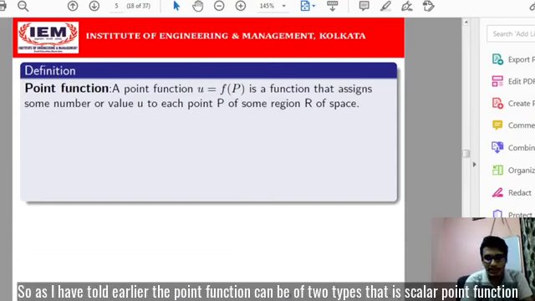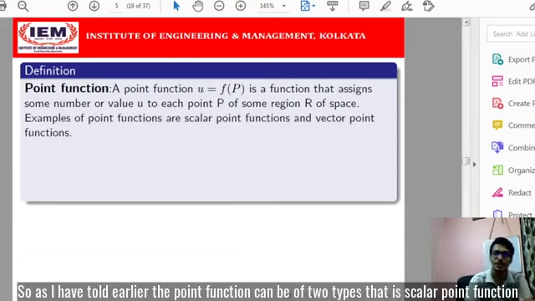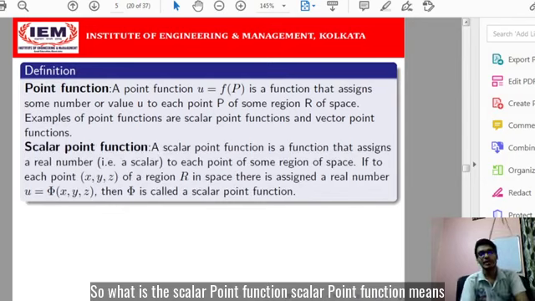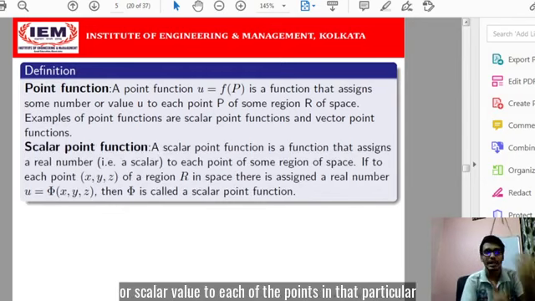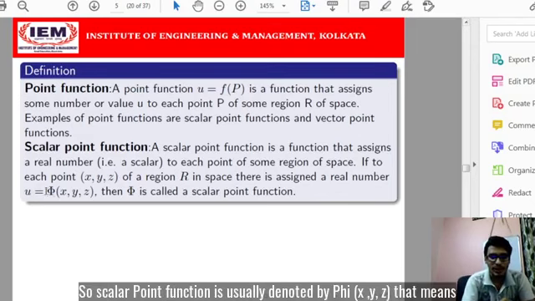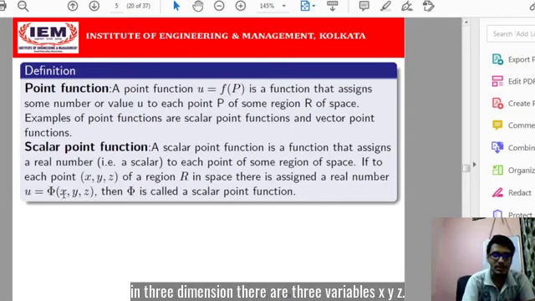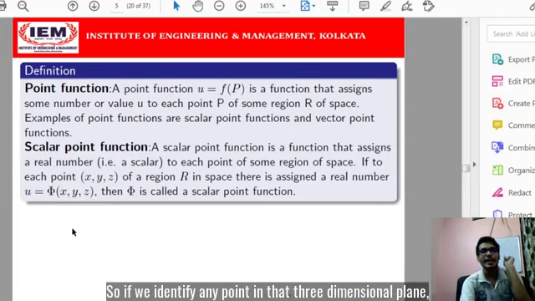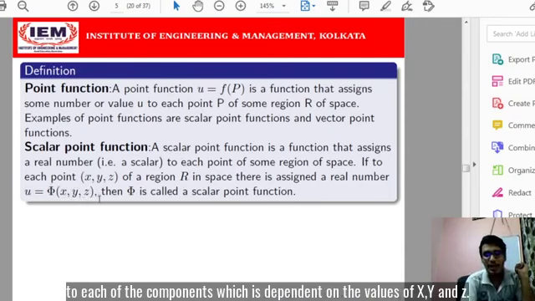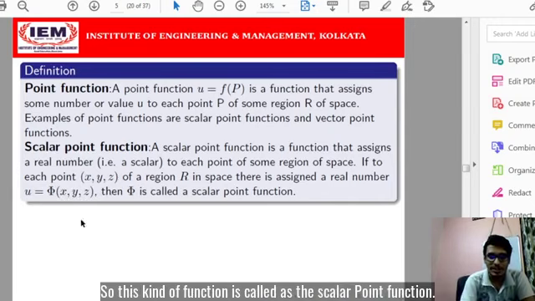As I have told earlier, the point function can be of two types, that is scalar point function and vector point function. So what is the scalar point function? Scalar point function means whenever we are assigning some real values or scalar values to each of the points in that particular region or in that particular space. It is usually denoted by phi(x, y, z). That means in three dimensions there are three variables x, y, z. If we identify any point in that three-dimensional plane, there must be three components, x, y, z. So we are assigning some function phi which is dependent on the values of x, y, and z. This kind of function is called the scalar point function.